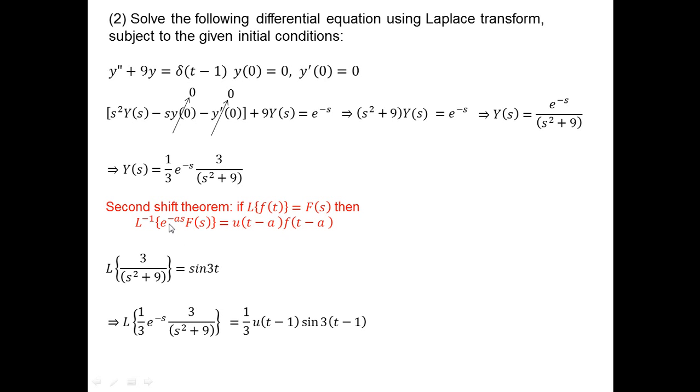So by applying the second shift theorem, I see that the Laplace inverse of this function, the function Y(s), will be 1 over 3 u(t minus 1) sine 3(t minus 1). One thing you need to consider and keep in your mind, because we have the shift here, the t minus a is applied in both u(t minus a) and f(t minus a). Here again, if my f(t) is sine 3t, f(t minus a) or f(t minus 1) will be sine 3(t minus 1). So this is the important point that you need to keep in your mind.